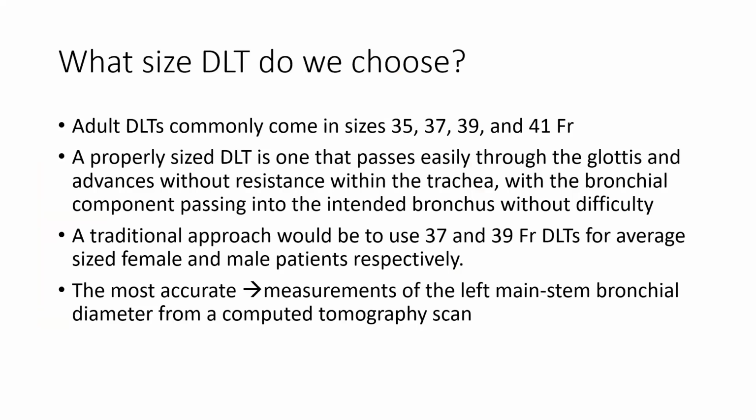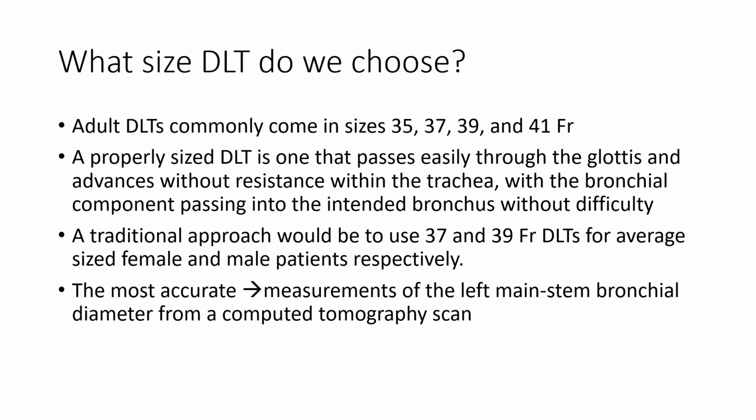So the second question that we should ask is what size of double lumen tube we should choose. A common problem is the lack of objective guidelines to choose the appropriate size of double lumen tube. A properly sized double lumen tube is the one that can easily pass through the glottis and at once without resistance within the trachea, with the bronchial component passing into the intended bronchus without difficulty.